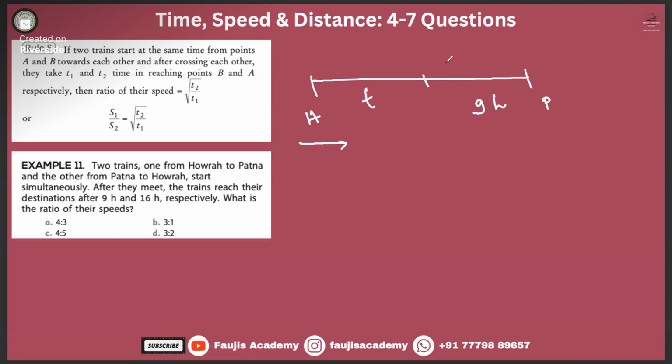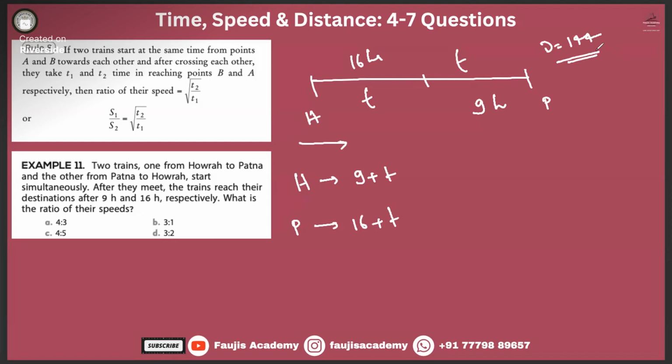Okay. So over here is T and over here is 16 hours. From Howrah, the time is 9 plus T, and from Patna, the timing is 16 plus T. And the distance we have assumed is 144. Distance will remain constant, right?